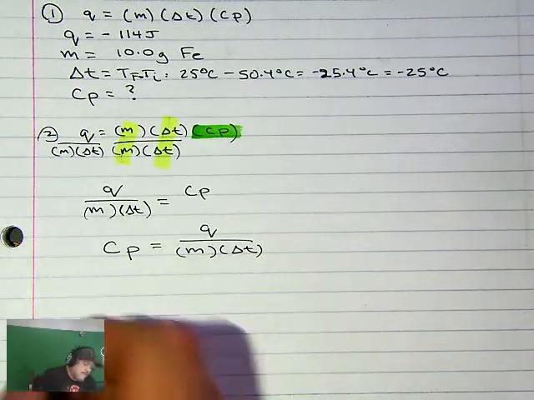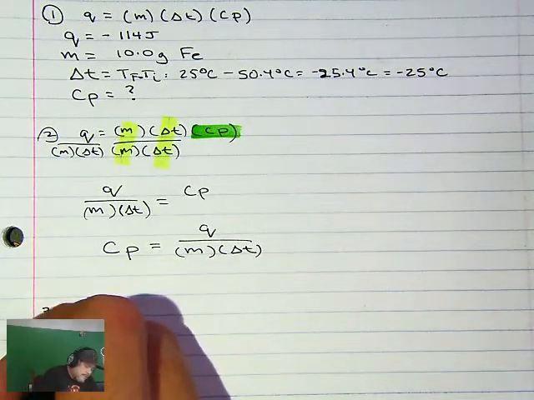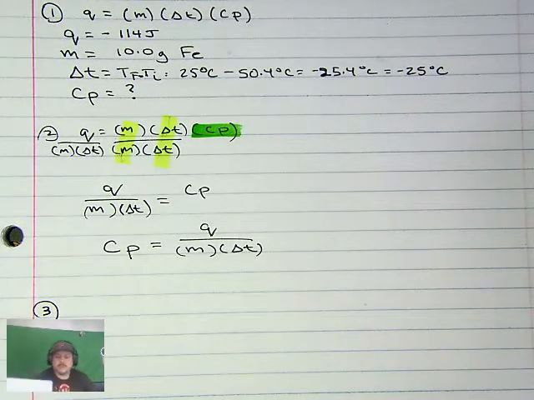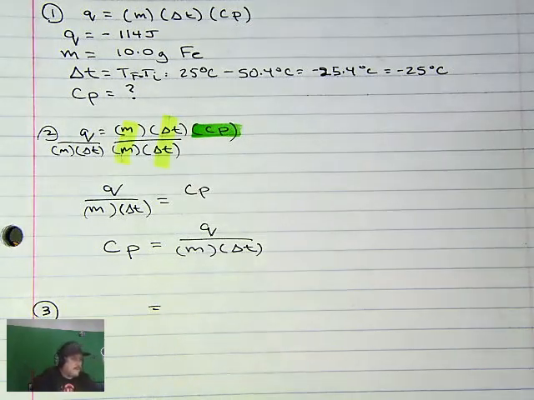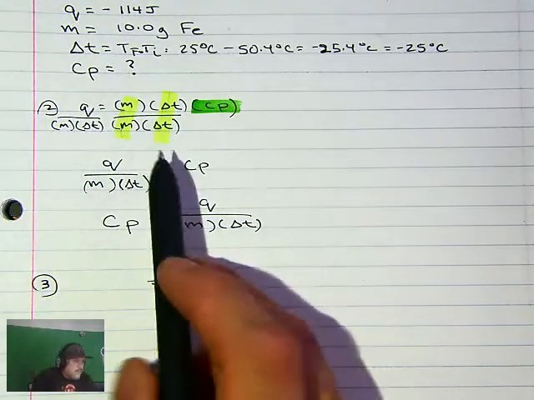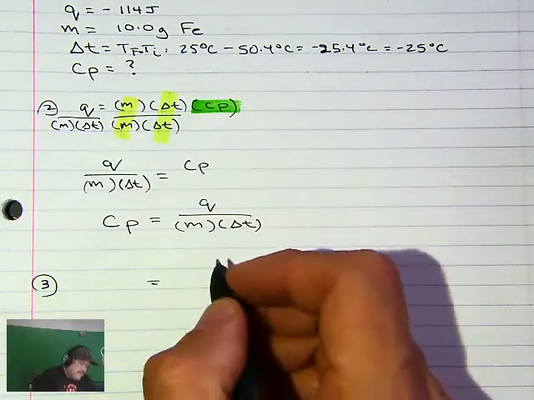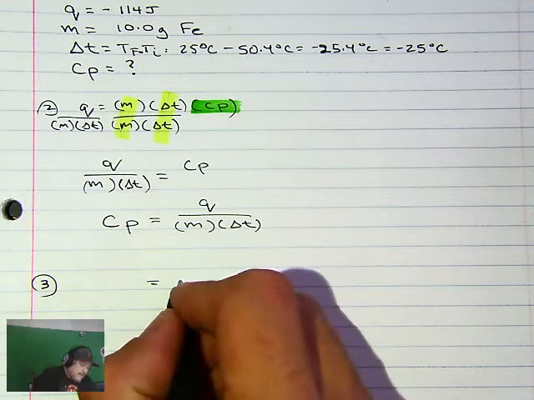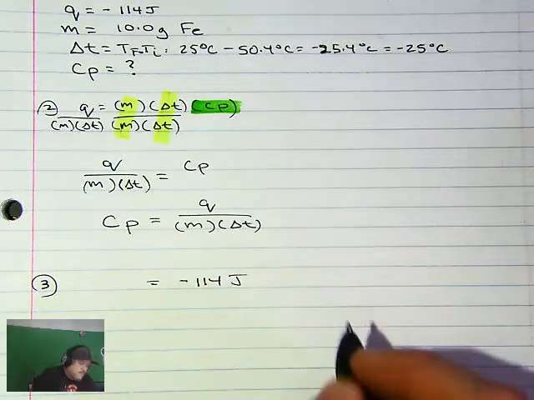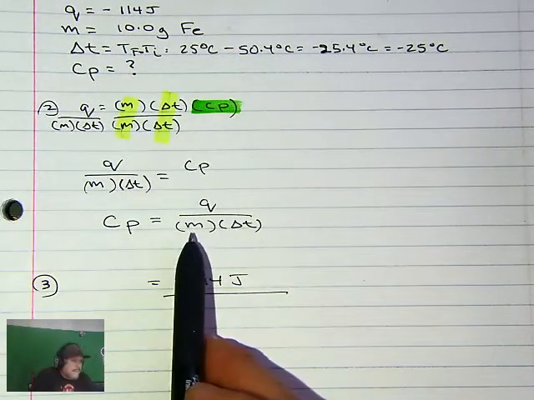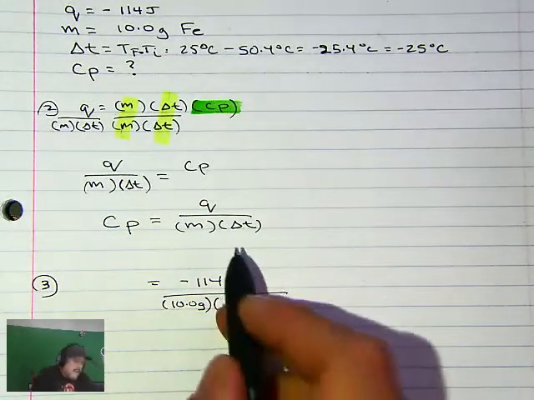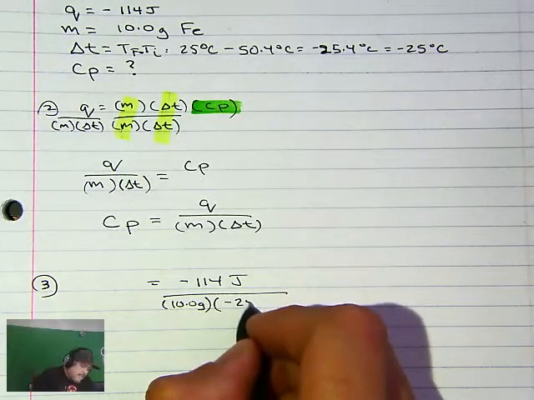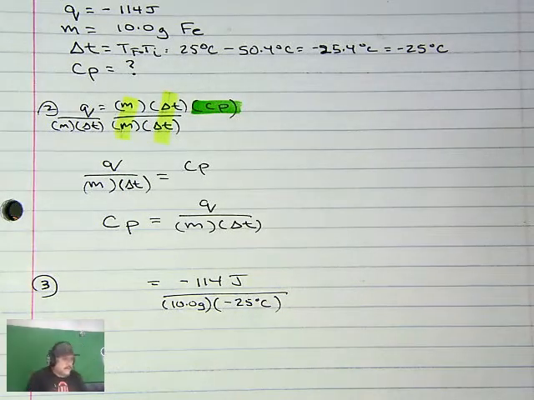All right, so now I go to step 3, which is my favorite step. Step 3 is the plug and chug. This is where we're just going to substitute all the hard work you just did, and we're really just solving the problem. Okay, so here we go. Q, you guys designated as negative 114, so I'll write that there, negative 114 joules over the mass. The mass is 10.0 grams times delta T, negative 25 degrees Celsius. And so it looks like that.